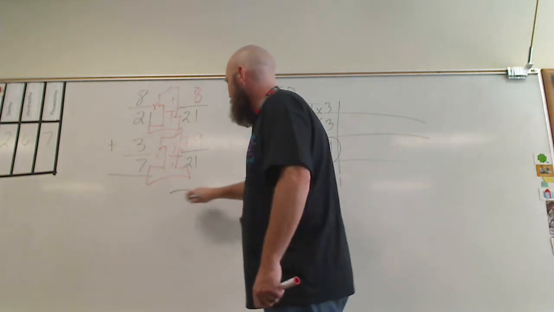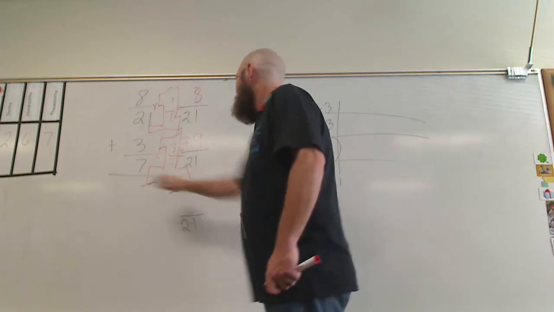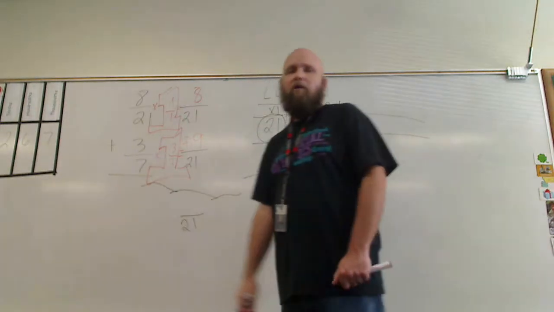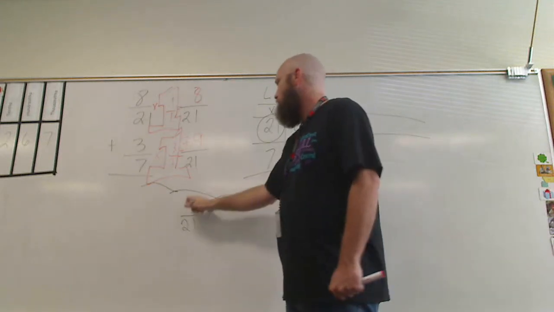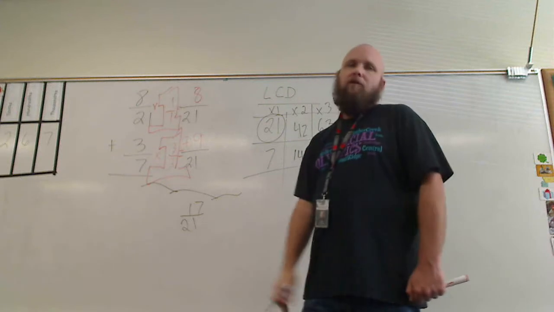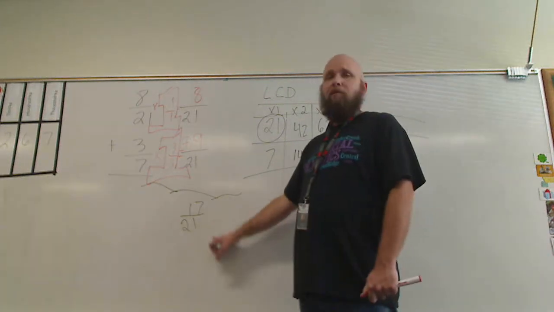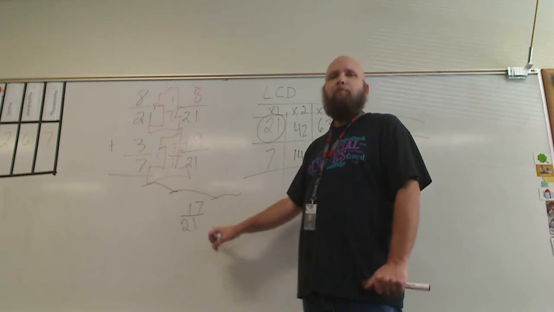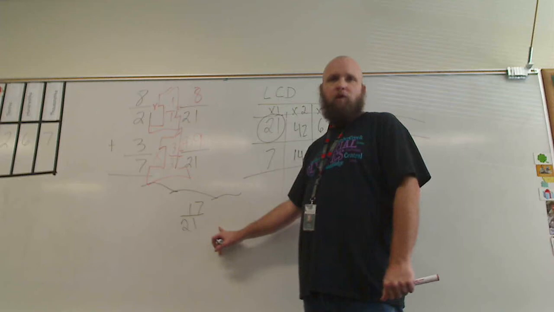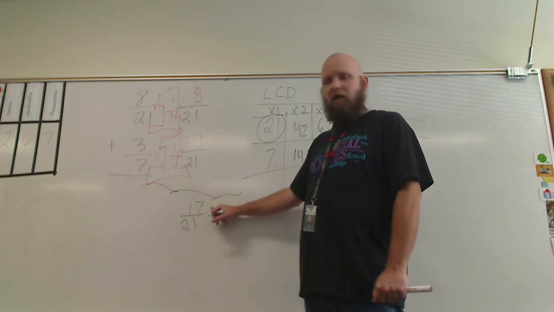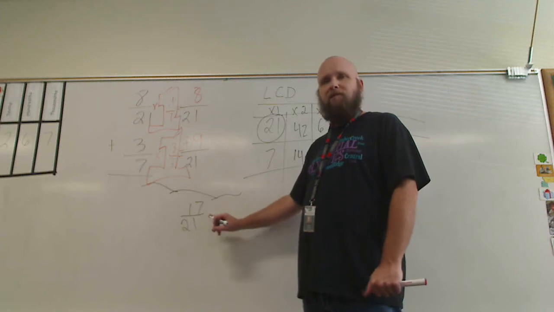Now I just go through. My denominator stays the same. My numerator, I just add my numerators. 8 plus 9 is 17. So I have a fraction 17 over 21. Is it a proper fraction? Yes, it's a proper fraction, which means I don't change it to a mixed number. Only if the numerator is greater than denominator do I change it to a mixed number.